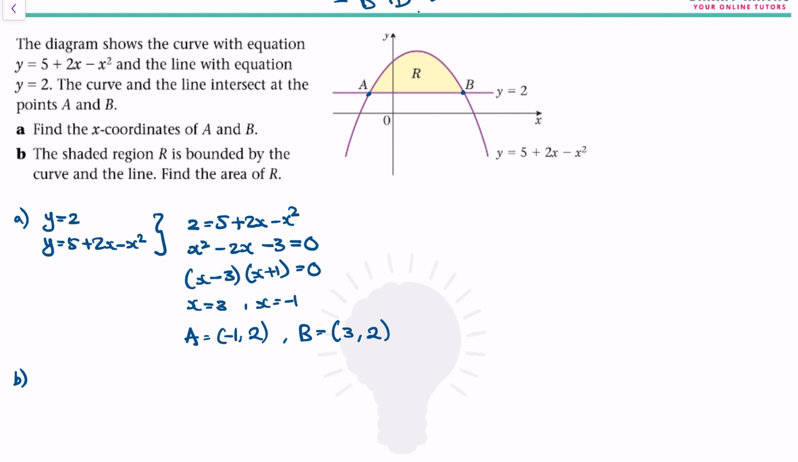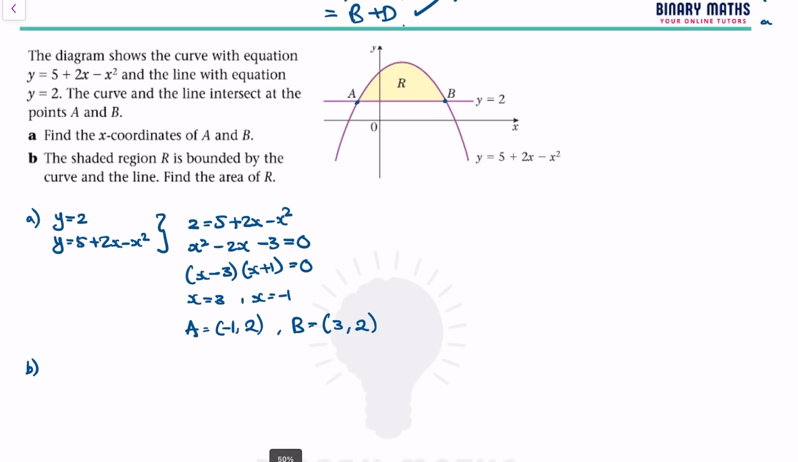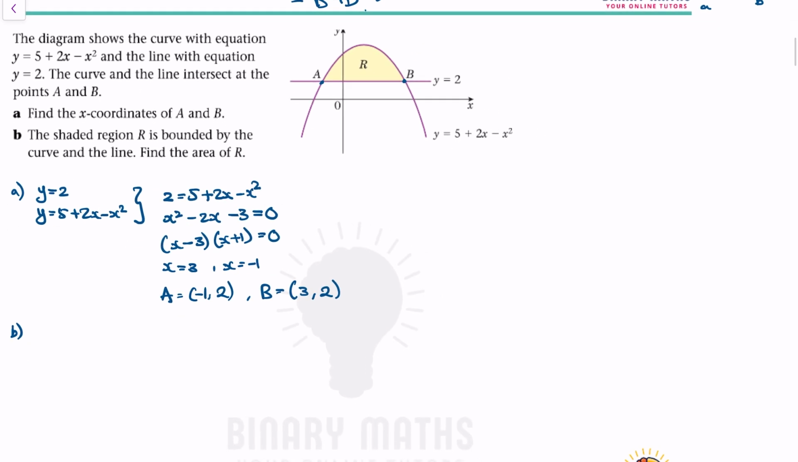Okay, so the x coordinate of A is equal to minus 1 and the x coordinate of B is equal to 3. Okay, the shaded region R is bounded by the curve and the line. Find the area of R. Now you can clearly see it's the area under the curve, take away the area under the line. So it's the same thing as integrating between the two points, which is 3 and minus 1.